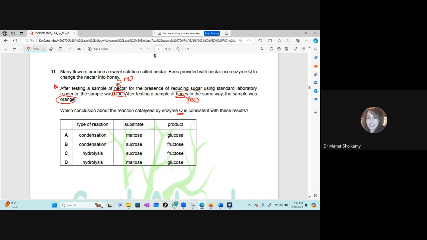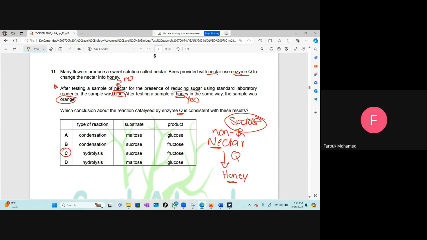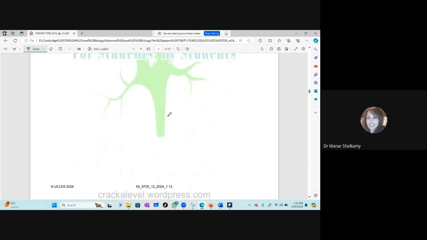Yes. We had nectar, it was broken down by enzyme Q into honey. This enzyme did a hydrolysis reaction. It broke down the nectar, which is a non reducing sugar, which is definitely sucrose. This is the only non reducing sugar actually that we studied into reducing sugars. Sucrose is glucose and fructose. So what's the answer? C. Okay.